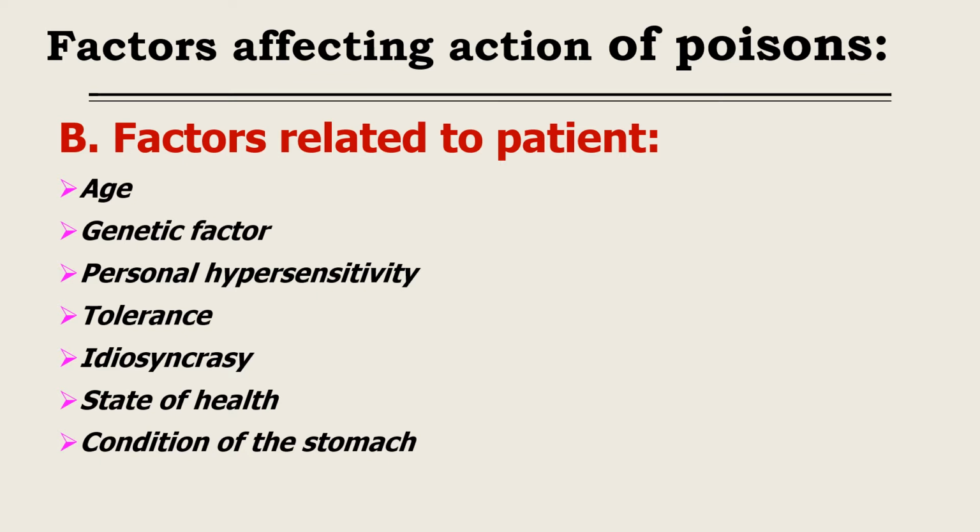So these are the factors affecting the severity of toxicity. Factors related to the poison: we have 4 factors related to the poison: the dose of the poison, the nature or state of the poison, and cumulation and route of exposure. And factors related to the patient himself: the age, the sex, general health condition of the stomach, genetic factor, tolerance, idiosyncrasy, and hypersensitivity reaction.